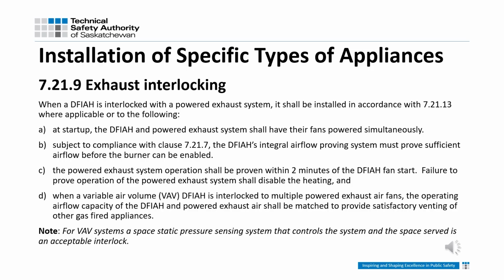7.21.9. Exhaust interlocking. Currently, there is a requirement for exhaust fan interlocking, but there is no criteria in the code for how the interlocking is to be done, other than 7.21.13 in a kitchen. This new clause provides a safe and simple interlocking method for appliances to the exhaust fans.